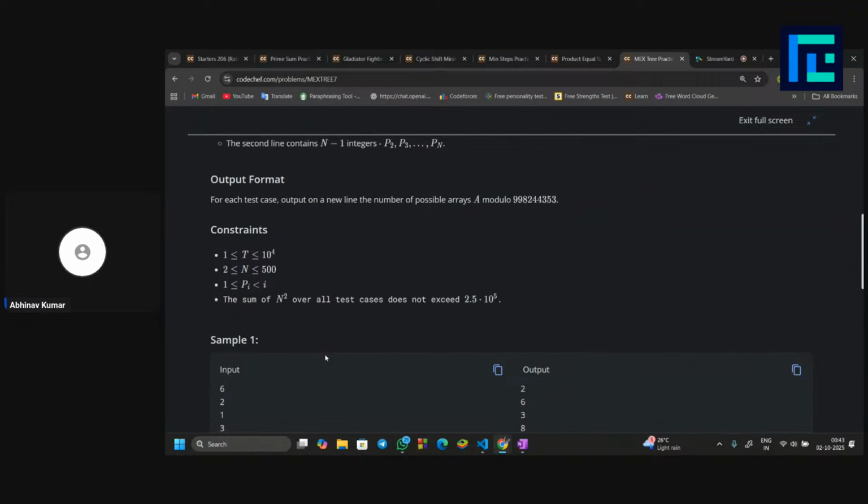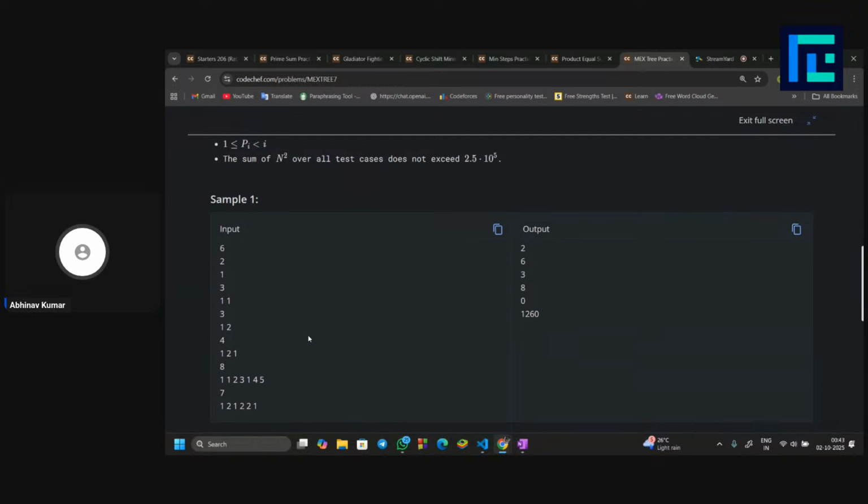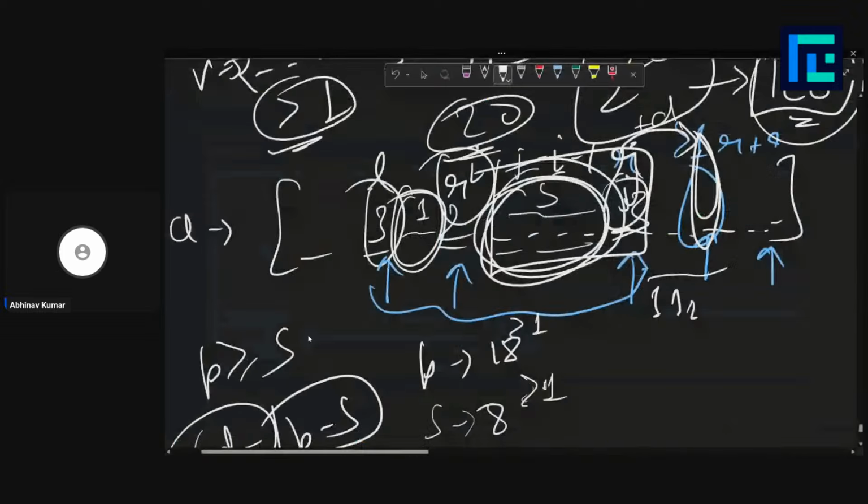Okay, so if this problem is clear, n was given as 500, but actually even for some greater n like 1e5 the problem can be solved. Okay, I'll show you how. I don't know where, I think the expected solution was something like n cube, but I have solved it in order of n only. So okay, let's look at the solution for this.